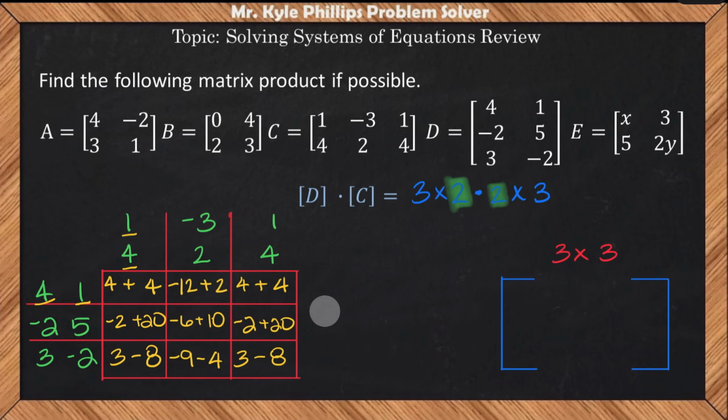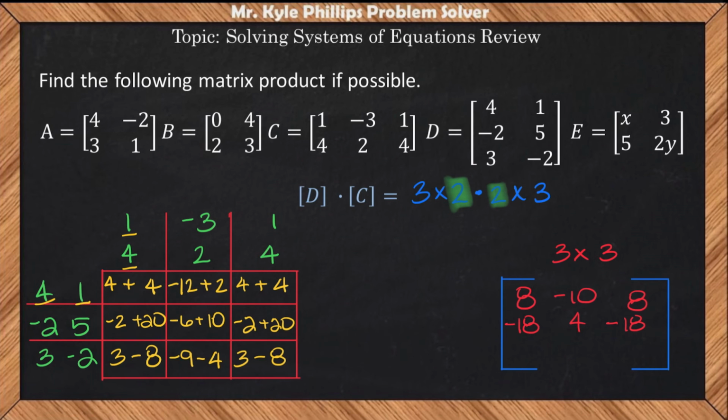So here's my 3 by 3 values. So what I'll do is write those in. 4 plus 4 is going to give me 8. Negative 12 plus 2 is negative 10. 4 plus 4 is 8. Negative 2 plus 20 is negative 18. Negative 6 plus 10 is positive 4. Negative 2 plus 20 is negative 18.